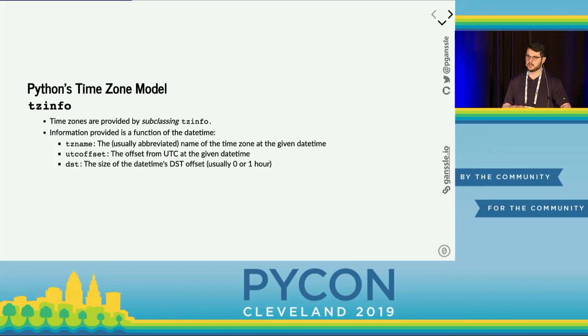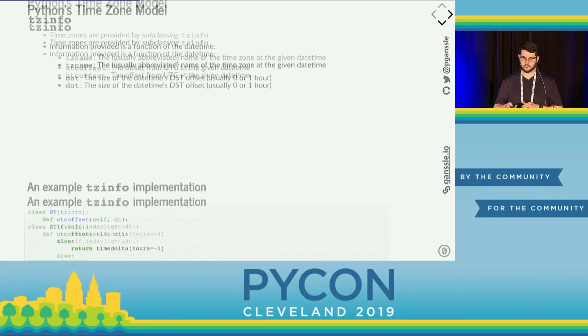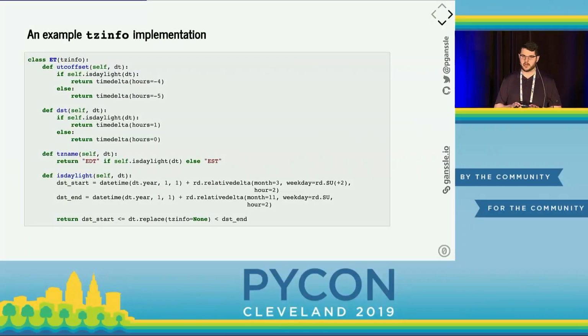But one thing that you should note is that each of these is implemented as a function of the datetime. So what these do is they get attached to a datetime, and then you call corresponding methods on the datetime, and it will give you this information as a function of the datetime. And I'm going to make this concrete by showing you this example implementation of a time zone representing Eastern time.